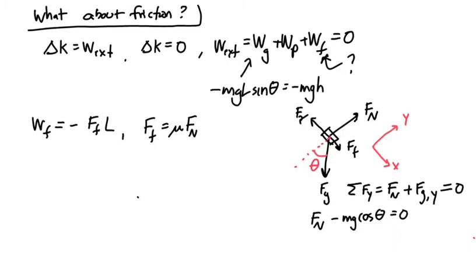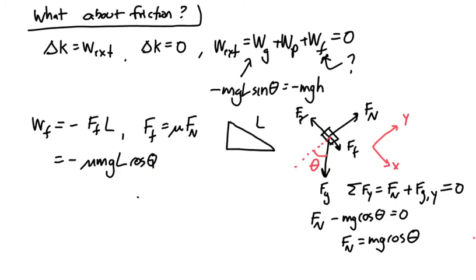Okay, so I want to put that over into my force of friction equation, and I can just stick that straight into here to figure out what the work due to friction is. Mu mg L cosine theta, and notice that we can do a similar thing that we did up here when we wrote L sine theta is h. L cosine theta is going to be d, that d right there. So we can just write this as negative mu mg times d.